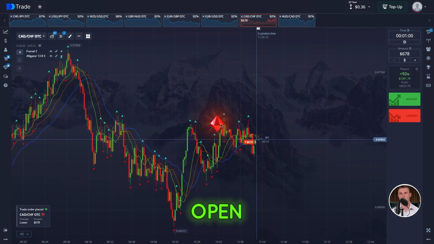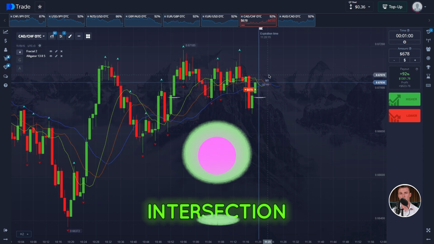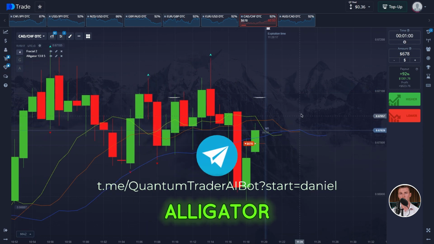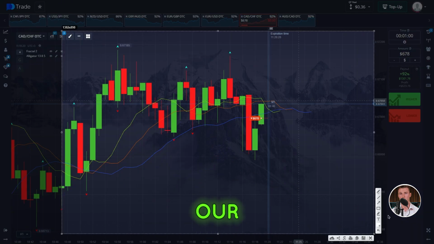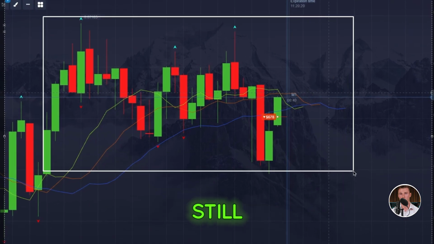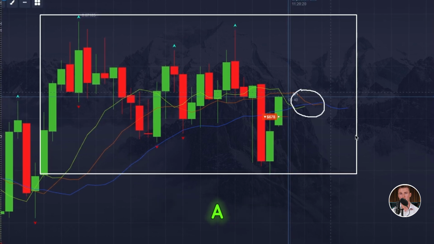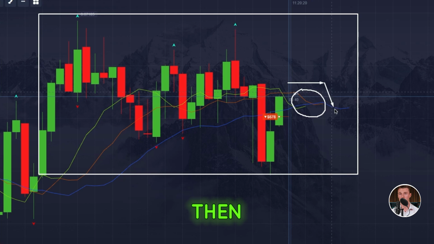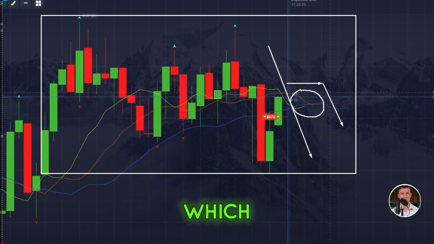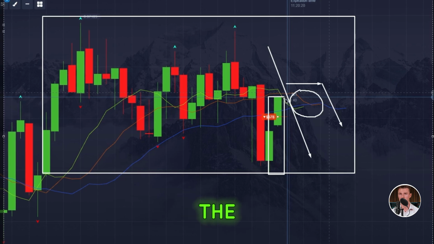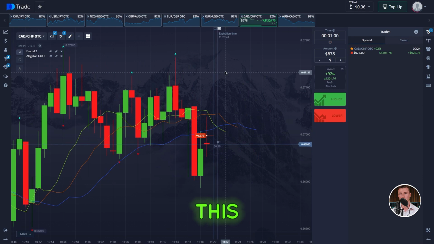And here, let's open a downward trade in the direction of the trend. Now we have an intersection of the moving averages of our alligator. The consolidation area is gathering, yes. Our price dynamics are standing still. Here we see the intersection of our moving averages, showing us a downward character. Then we see a pullback of the dynamics, after which we open the deal again in the direction of the trend. Let's look at the result of this transaction.